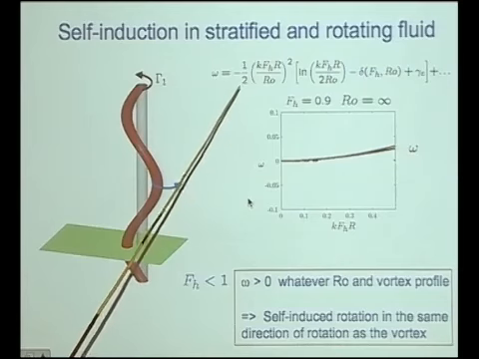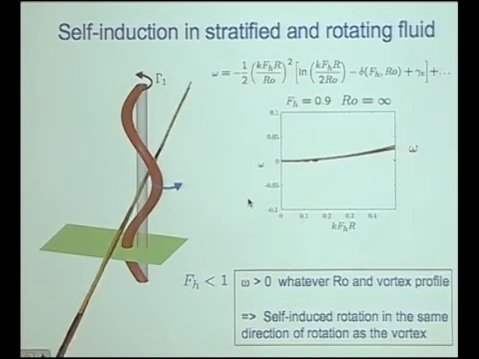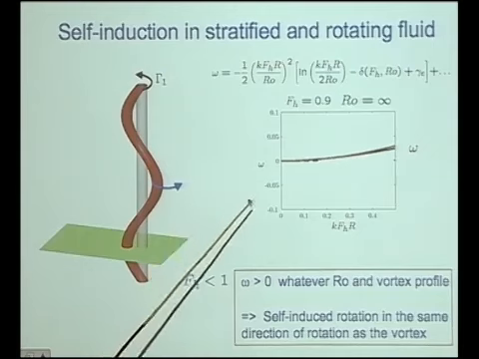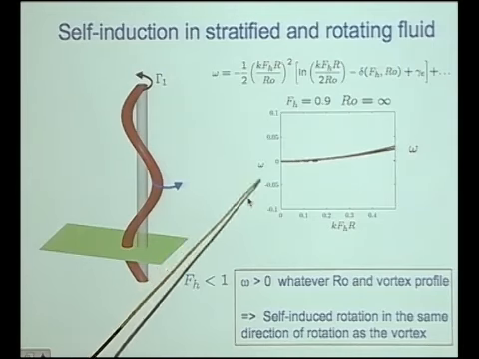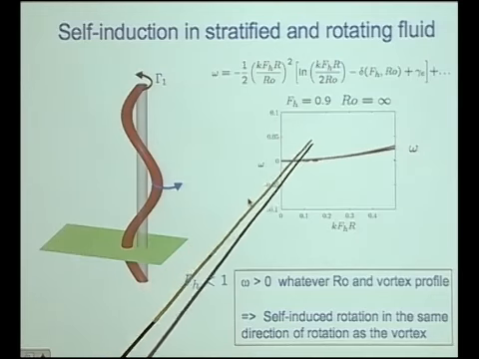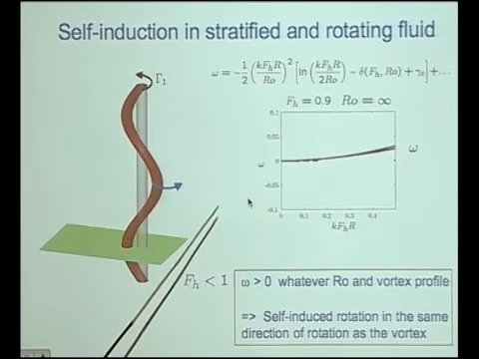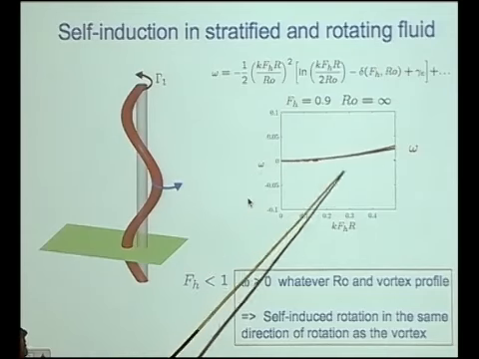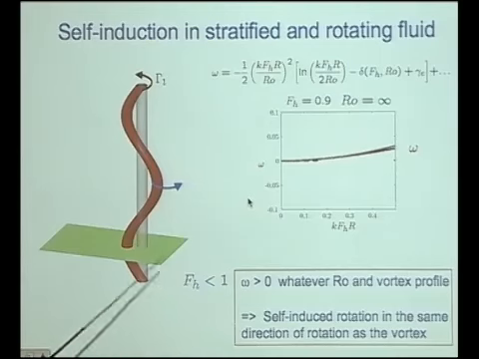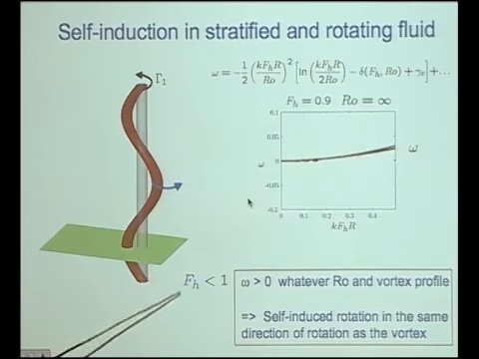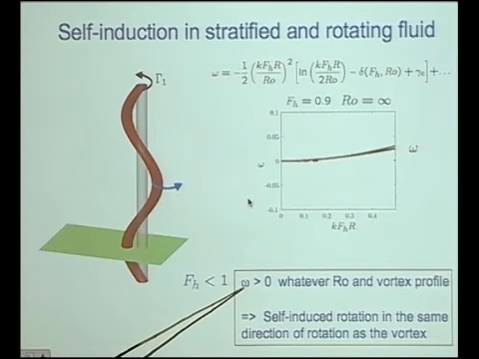Now, in a stratified and rotating fluid, this is the equivalent formula, and for small wave number, it has been obtained also with a matched asymptotic expansion. So now it depends on the Froude number and the Rossby number. And here is, for example, the self-induction for a Froude number equal to 0.9 and with no planetary rotation, for infinite Rossby number. And now what is striking is that the self-induction is always positive. So this means that in this case, the bending deformation rotates in the same direction as the vortex.